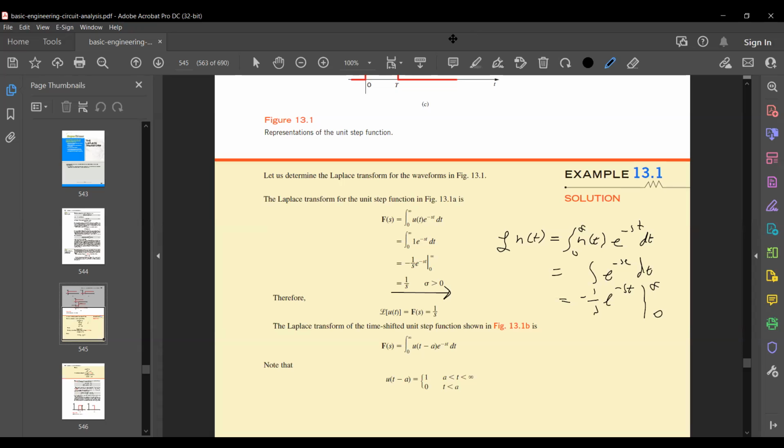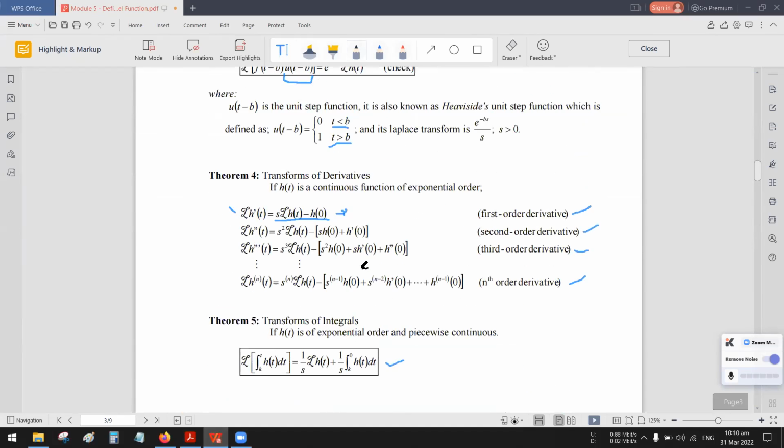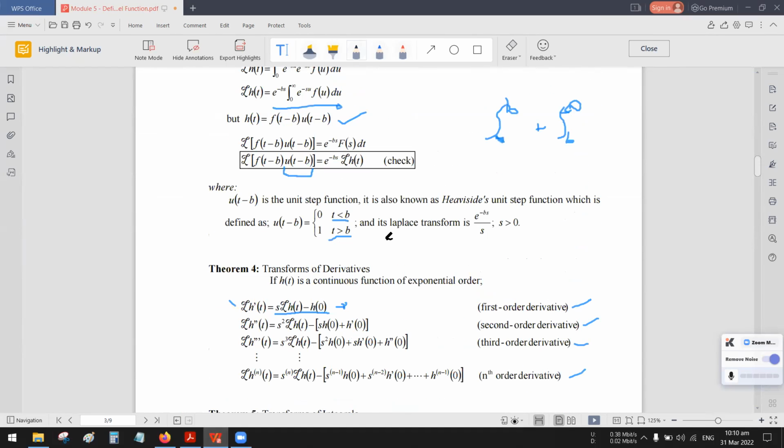Wait. I will just share my whole screen. Here. This is also it. So take note that our s should be greater than 0.